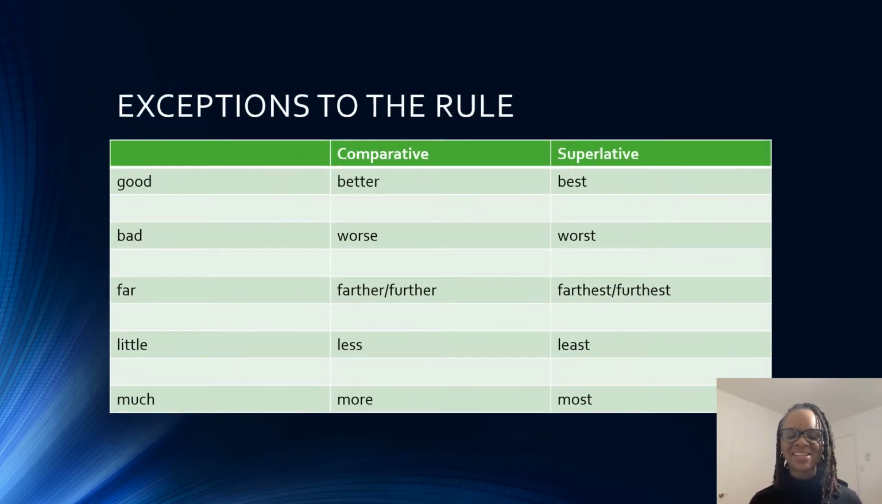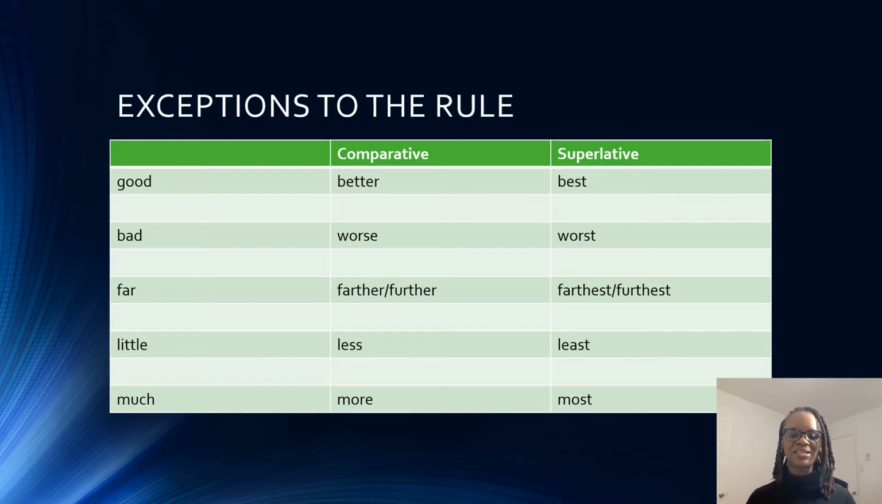As with any language, there are always exceptions to the rule. And today I'm going to talk about 5 exceptions in the English language. The first one is good. The comparative form of good is better, and the superlative form is best. So we say good, better, best. The second exception is the word bad. Can we say badder? No. We say bad, worse, worst.